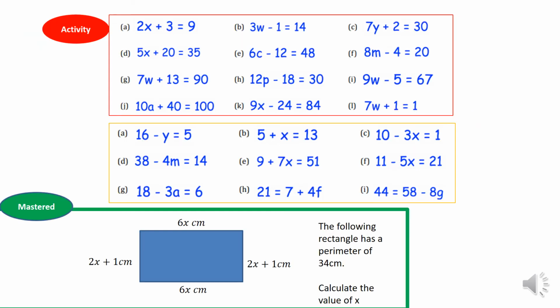What I want you to do now is, set 4s, I want you to have a go at the red questions and then go straight to the green. For set 3, I want you to do around 5 to 6 questions on the red, 5 to 6 questions on the amber, and then go on to the green. Make sure you upload your answers on Class Charts.